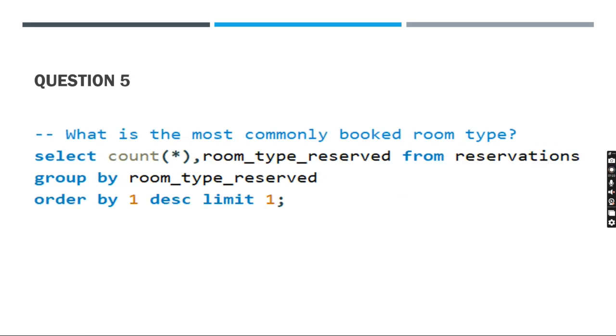For the next question, the most commonly booked room type. Once again, we have to count and group by the room type so that we get the number of times each room type was reserved. And then we order by the count descendingly and limit 1 in order to get the top record, the top room type.